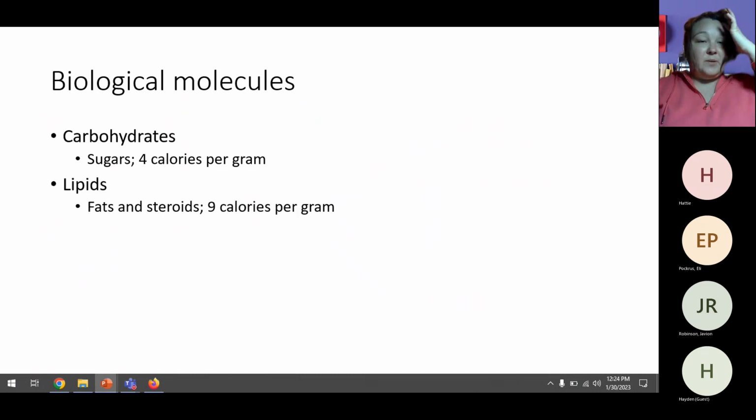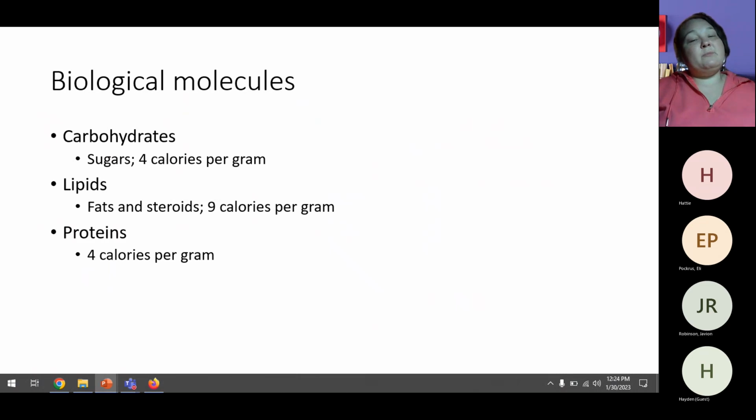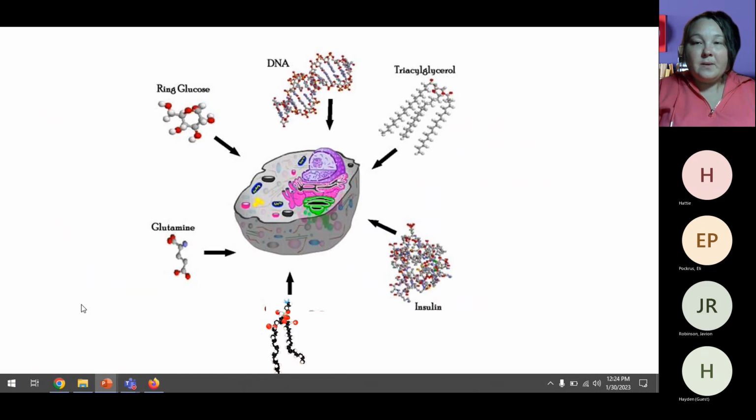Carbohydrates have 4 calories per gram, lipids have 9 calories per gram, and proteins have 4 calories per gram. So you can tell by looking at this data here that the lipids carry the most energy, 9 calories per gram. Let's take a look at why that might be. Oh, also nucleic acids have 0 calories because we do not use them for energy.